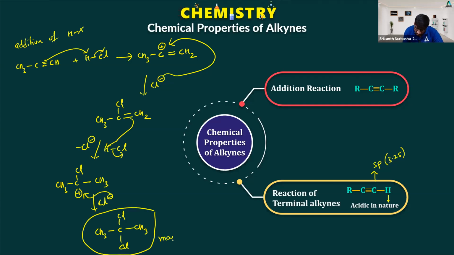This is your major product. Two molecules are added, generating, what is the name of this? 2,2-dichloropropane. Yes or no? 2,2-dichloropropane. Whenever we have an alkyne, two molecules of HX are going to be added. In an alkene, only one double bond is there, so only one molecule is added. That is the first type of reaction, addition of halogen acids.